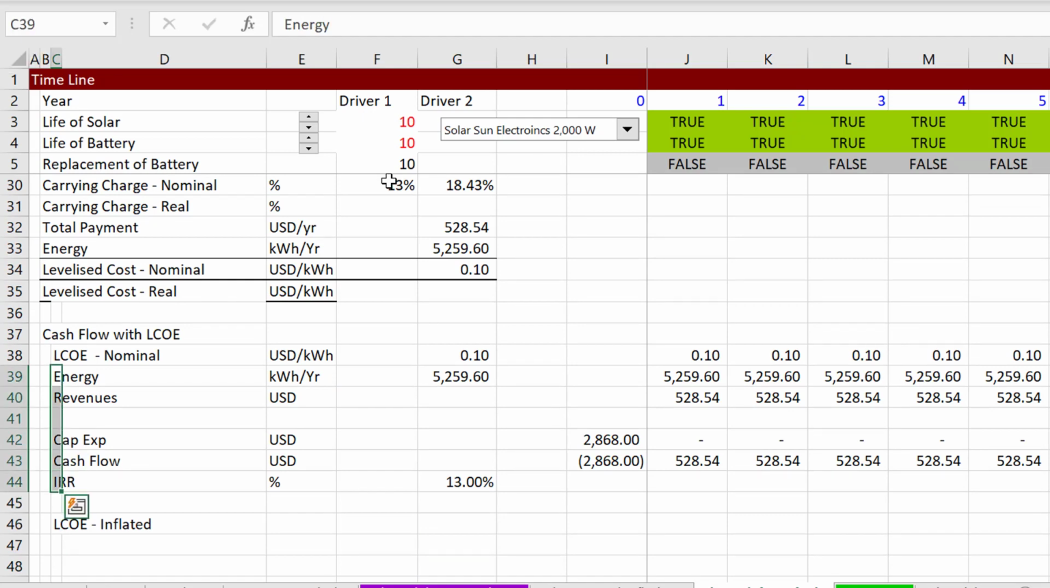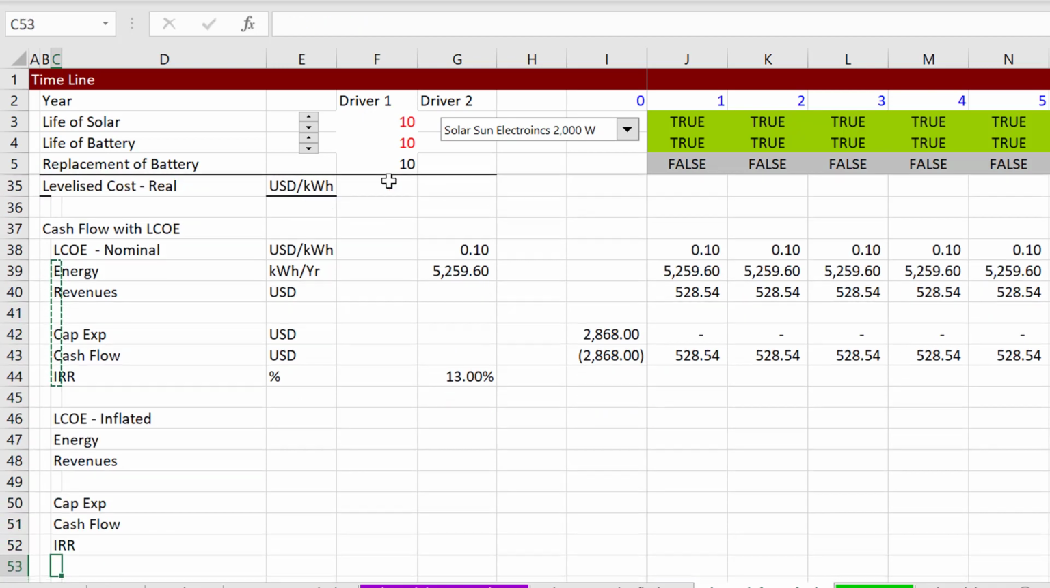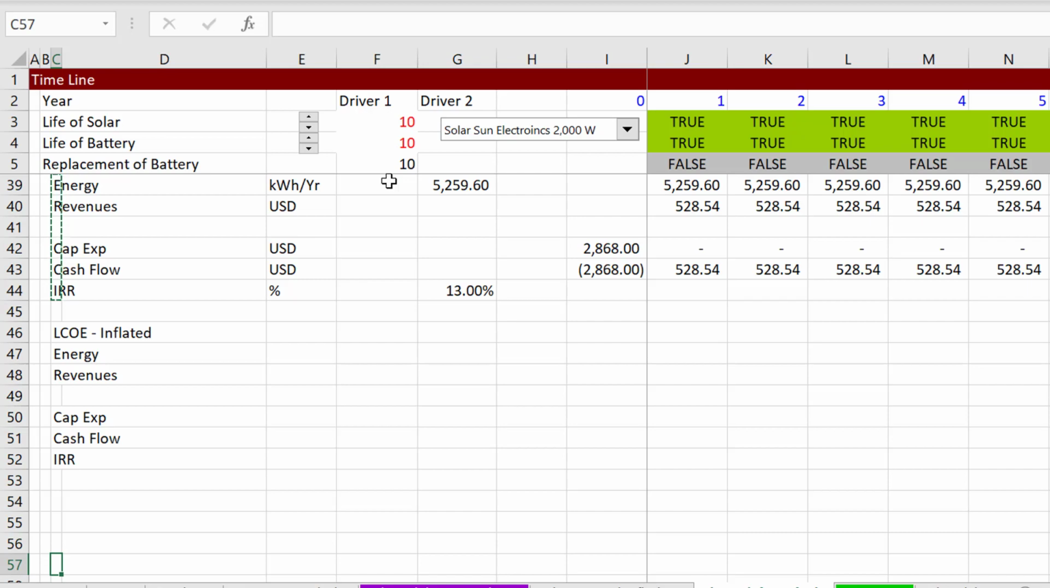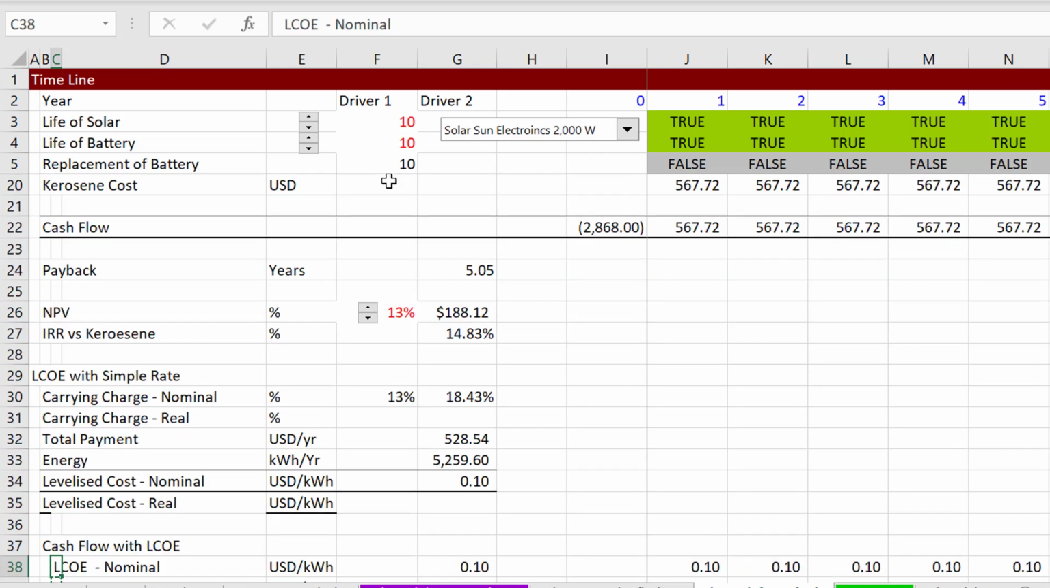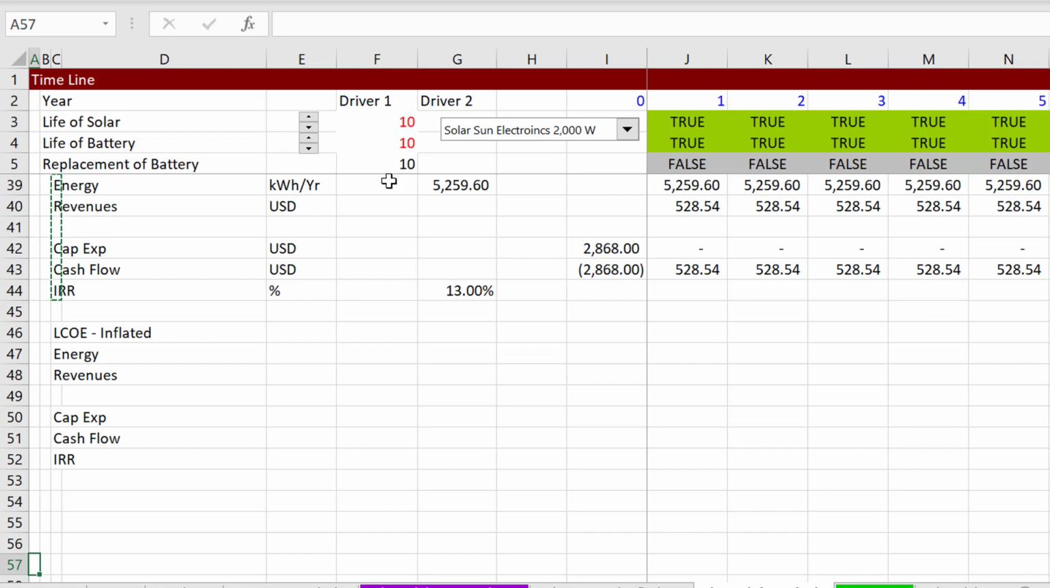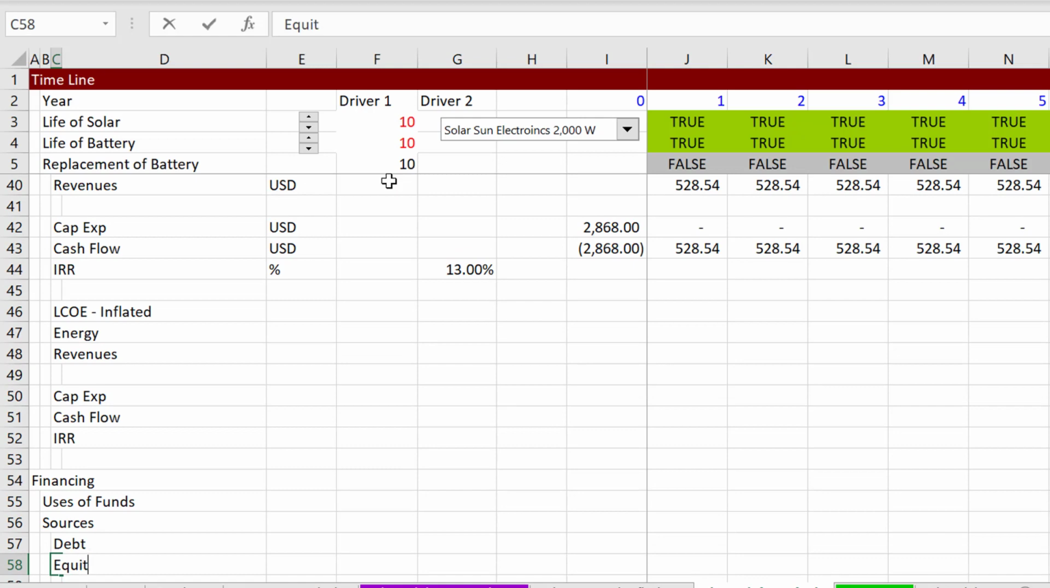Now I'm still not, sorry about this, putting the battery replacement in. Okay, now once we have all these basic things done, then we'll move to the financing. And I don't care how simple it is. We're going to put uses of funds, and then sources. And the sources will be debt and equity.